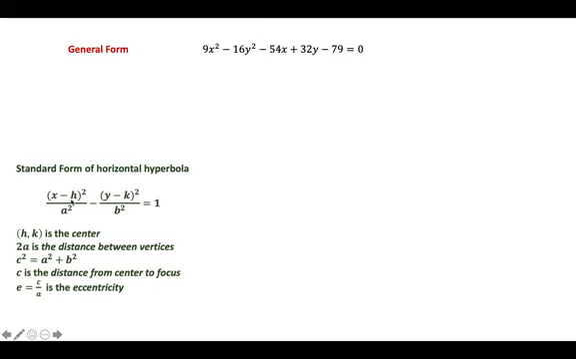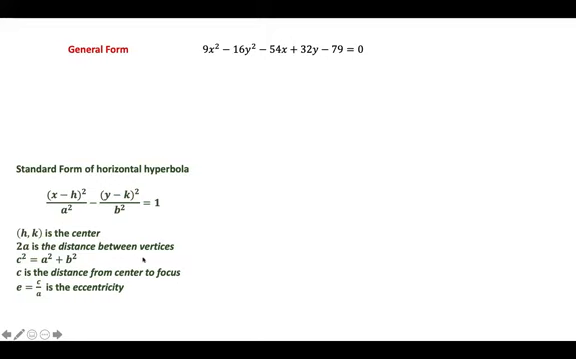And we will have x minus h squared over a squared minus y minus k squared over b squared equals 1. So it looks very similar to that of the standard form of the equation for an ellipse, except for this sign right here is changed from an addition symbol to a subtraction symbol. And that's how you can tell that it's a hyperbola. And h and k will be the center.